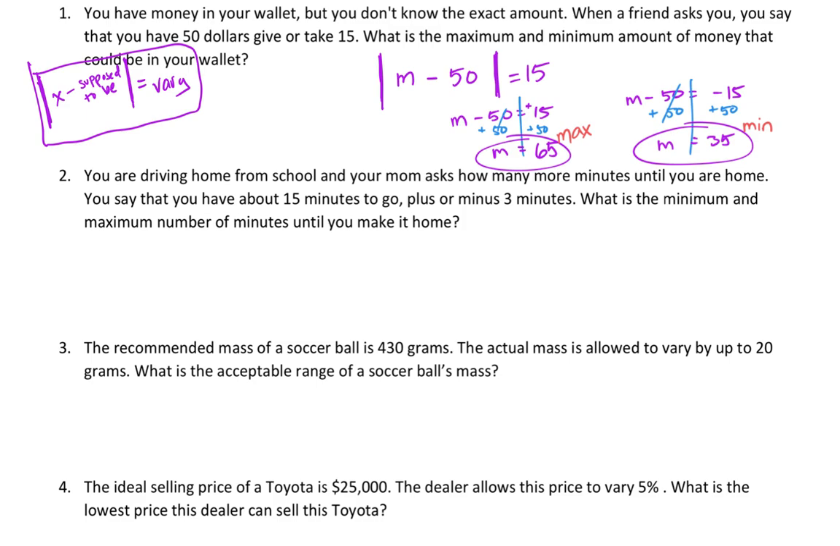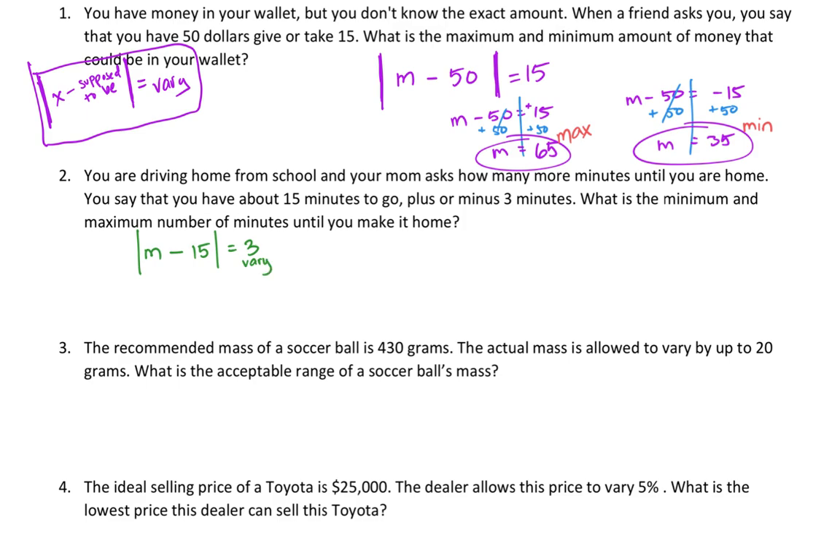So when I go to do this next one, driving home from school, your mom says, how many more minutes? When are you coming home? You say, I got about 15 minutes, Mom, plus or minus 3. So the actual minutes that I'm driving, and I tell my mom I've got about 15 minutes. So the difference of reality versus what I tell my mom can vary by 3. All right, follows the same pattern. All right, the 3 is how much it can vary by.